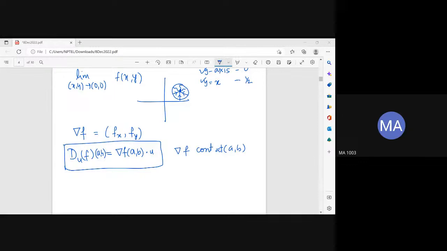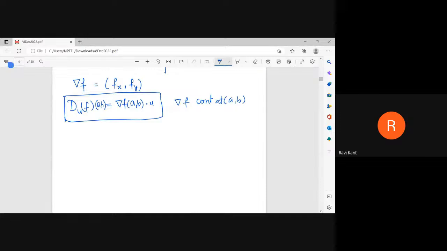Ma'am, like you told, for using that formula the function should be continuous, the partial derivatives should be continuous, and even the gradient has to be continuous, right? Yeah, the gradient is continuous means both the partial derivatives should be continuous.